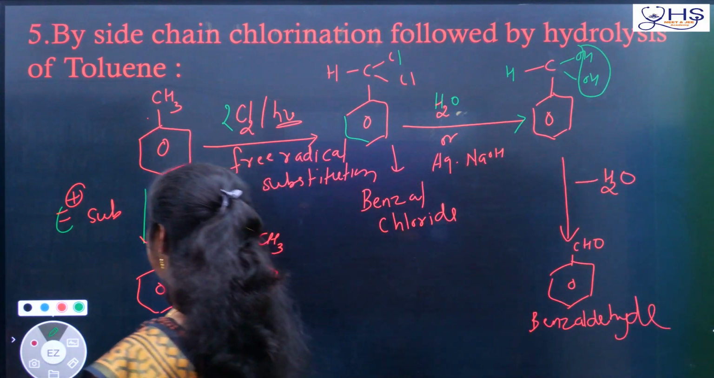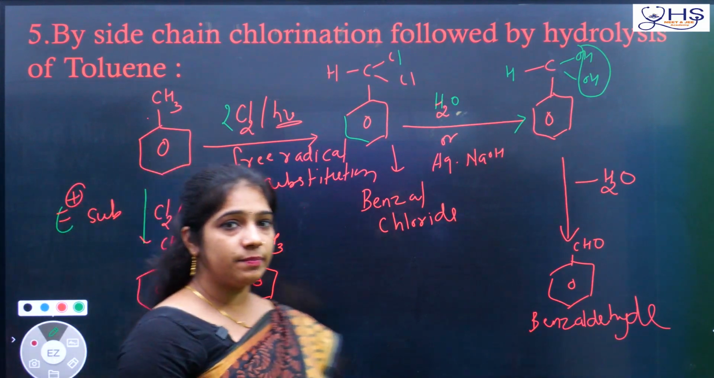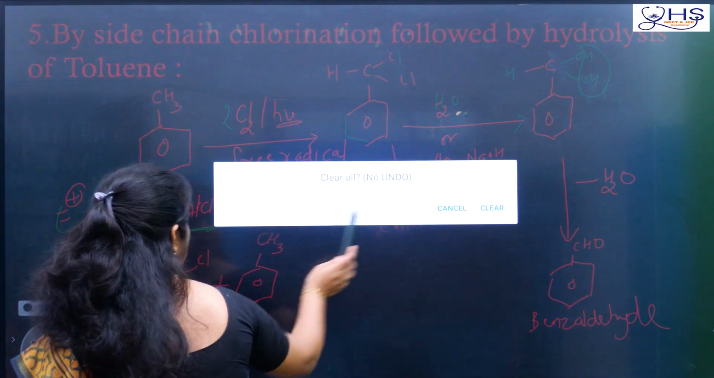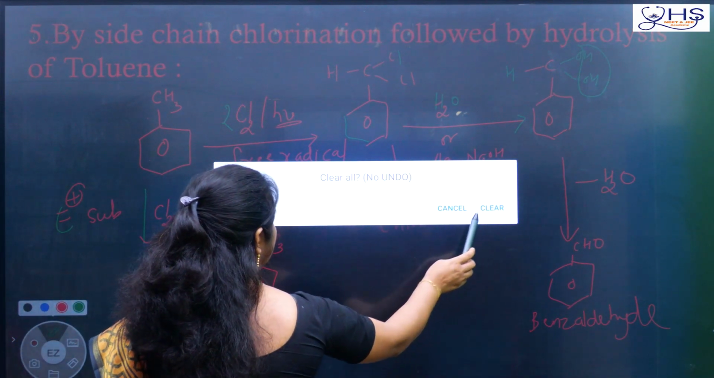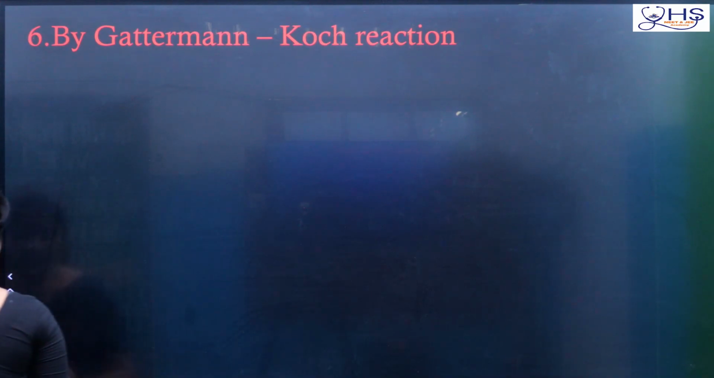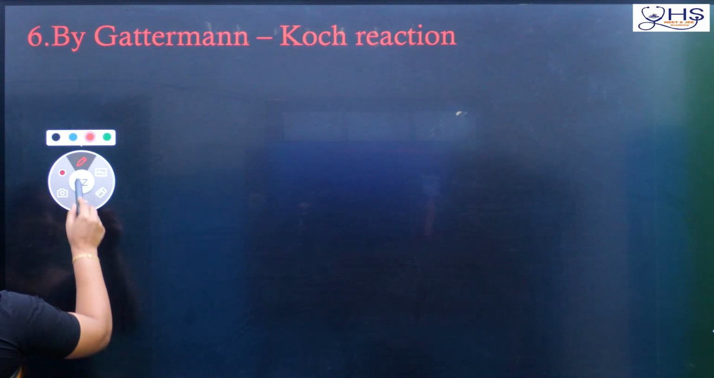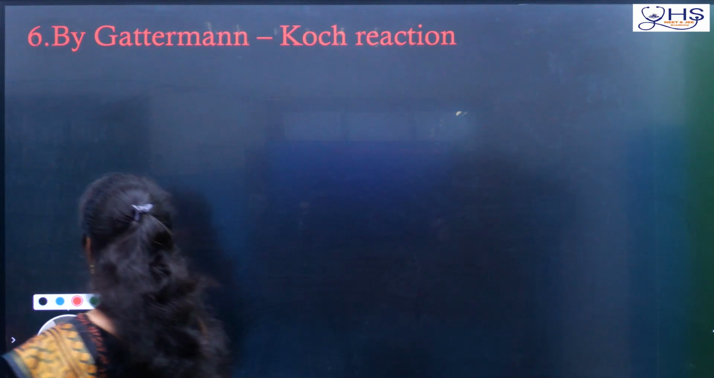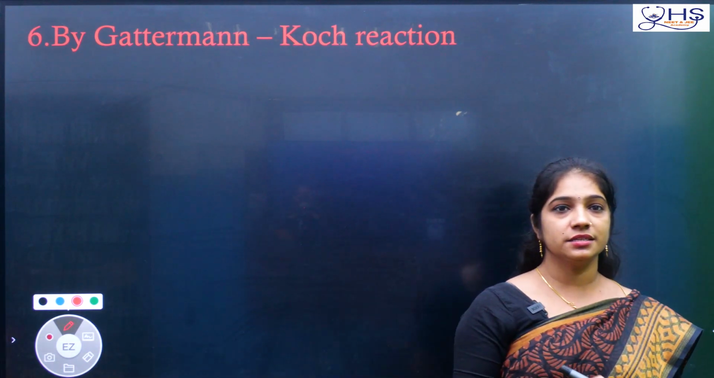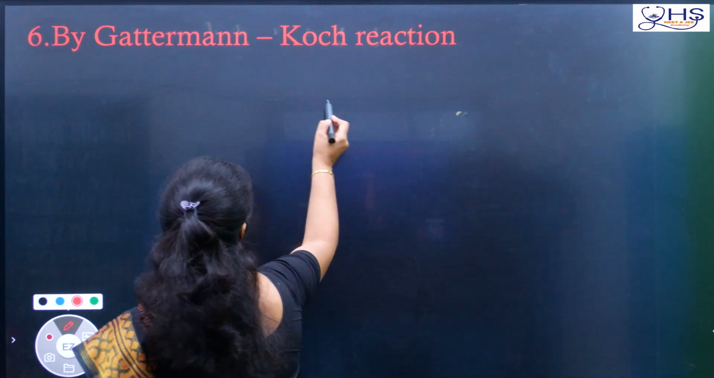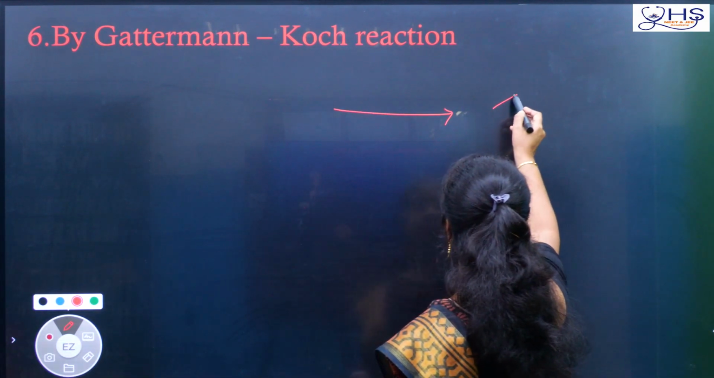Very, very important. Next, the last method of aldehyde preparation is there, which is an important name reaction, the Gattermann-Koch reaction. Pause the video and write the notes, children. Now next part is the Gattermann-Koch reaction. This is a name reaction and important. See, Gattermann reactions you have seen in the haloalkane, haloarene as well as the amines chapter. What is the Gattermann reaction? Gattermann reaction is preparation of chlorobenzene and bromobenzene. But Gattermann-Koch reaction is preparation of benzaldehyde. Remember the difference.